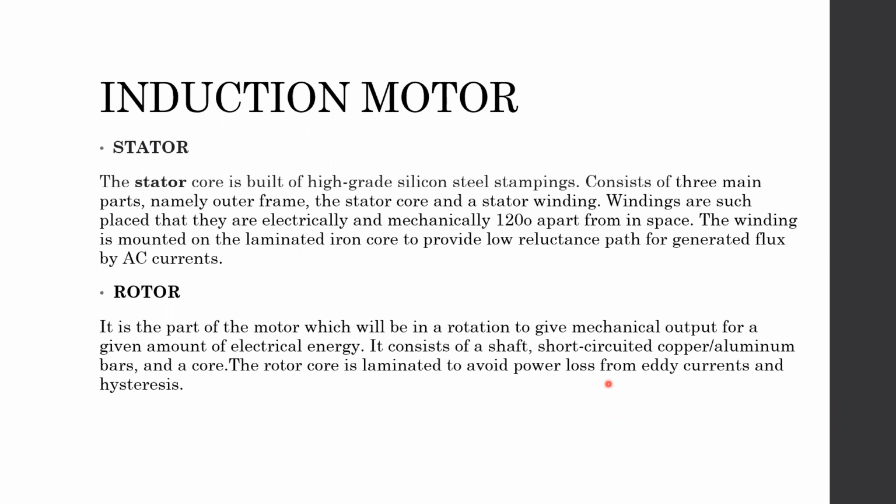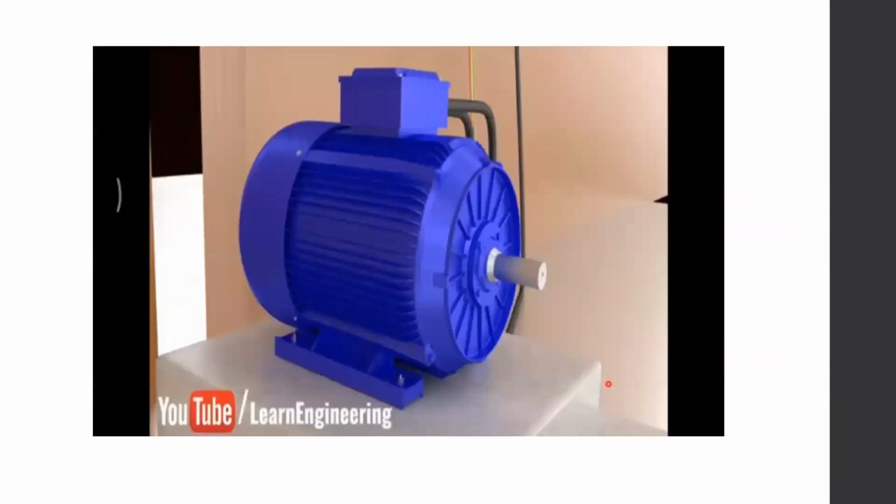The main function of the stator is to carry the alternating magnetic field. What do you mean by rotor? Rotor is the part of the motor which rotates to give the mechanical output for a given amount of electrical energy. The rotor is also built of thin laminations, the same as the stator. It consists of shaft, short-circuited copper or aluminum bars, and a core. The rotor core is laminated to avoid power loss from eddy currents and hysteresis.